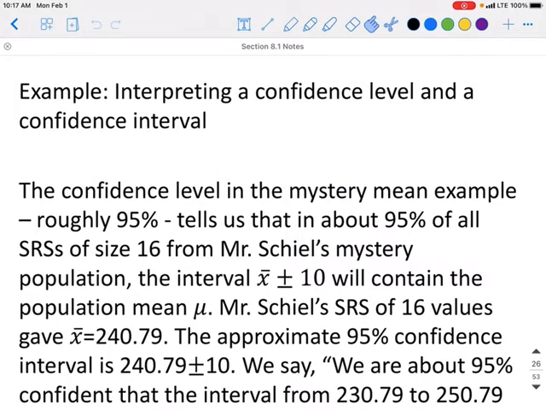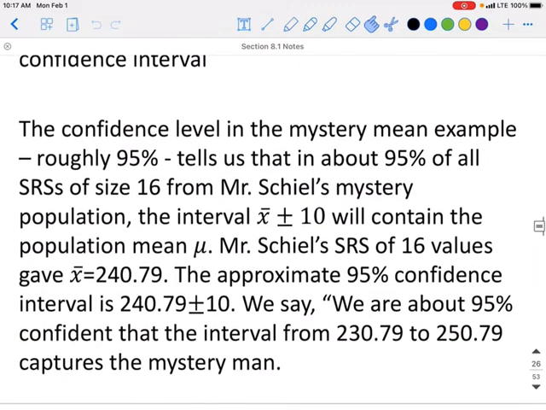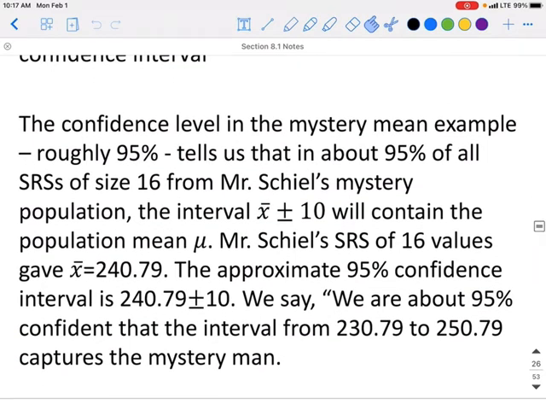So the confidence level in the mystery mean example, roughly 95%, tells us that about 95% of simple random samples of size 16 from Mr. Shields' mystery population will give an interval of x bar plus or minus 10 that contains the population mean. Mr. Shields' simple random sample of 16 values gave us a mean of 240.79. The approximate 95% confidence interval is 240.79 plus or minus 10. We say we are about 95% confident that the interval from 230.79 to 250.79 captures the mystery mean.